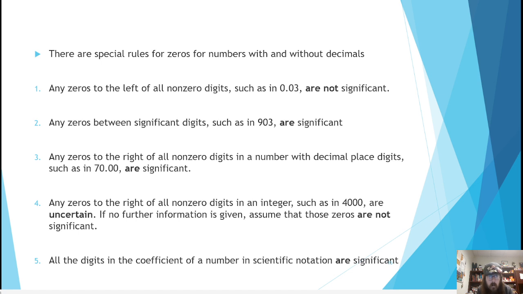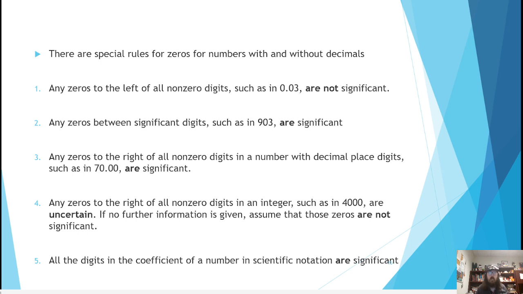Any zero between significant digits is always significant. So 903, the only way we can know the 3 is if we know the 0 between it. If we know the hundredths place to be accurate and we know the ones place to be accurate, by proxy we must also know the tens place. Because if we don't know the tens place, we don't know the ones place.